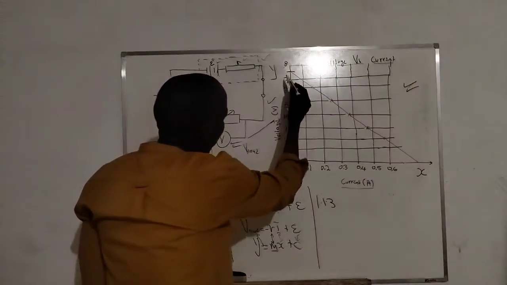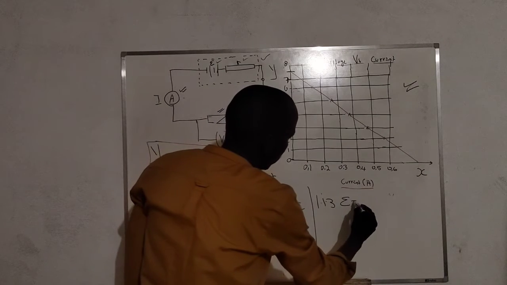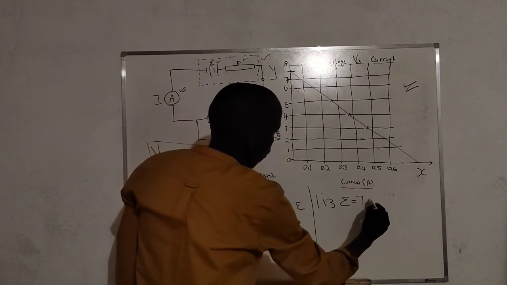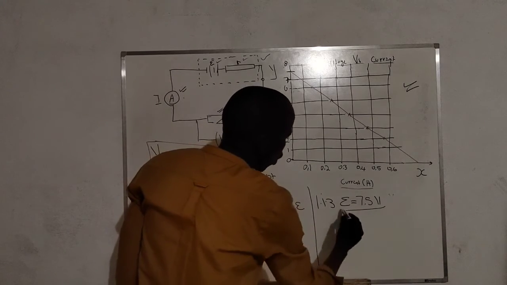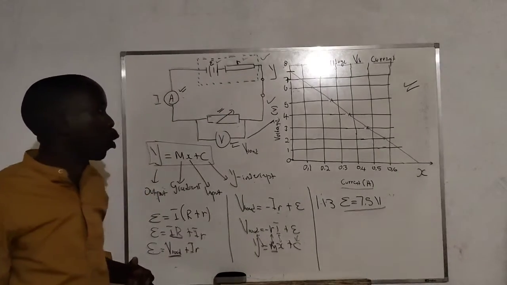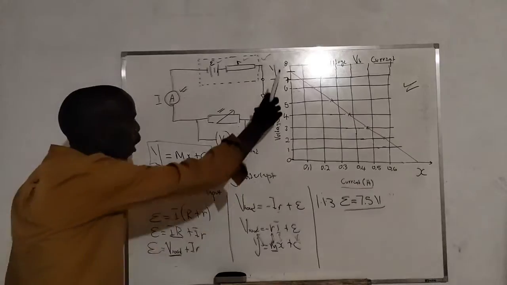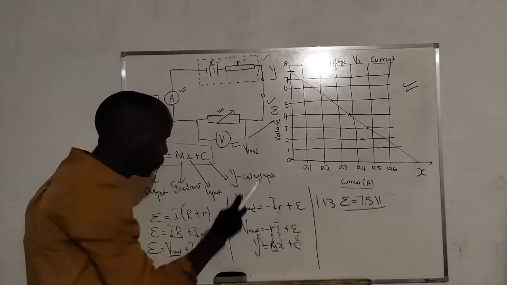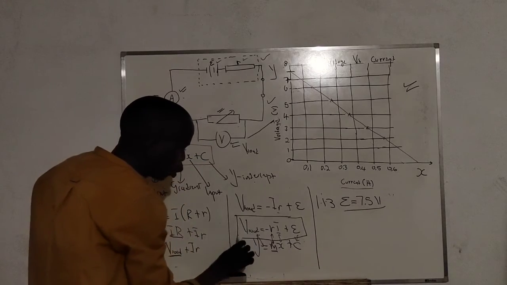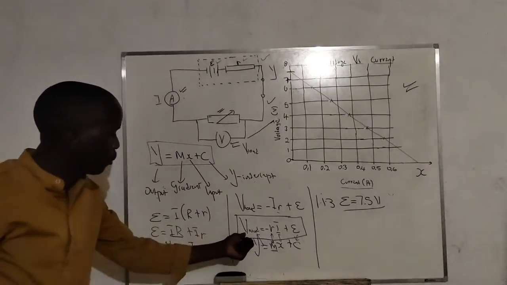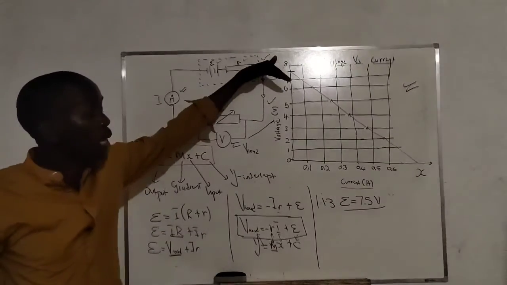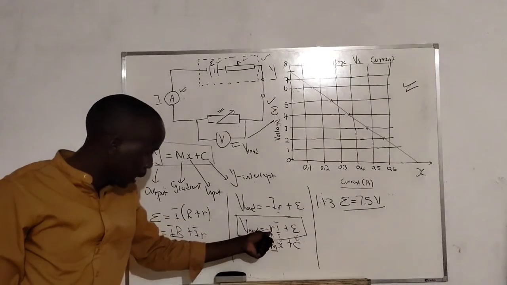Then what is the value? I can say the EMF is given by the value here of y, which is 7.5 volts. So the EMF of the battery is 7.5 volts according to those estimations. How do I know to go to the y-intercept? It's the standard form of the graph. I arrange my graph such that it corresponds to the standard form of a straight line. V load is y, and small letter r is negative, so the gradient is negative.